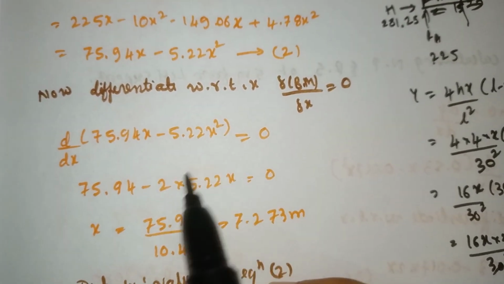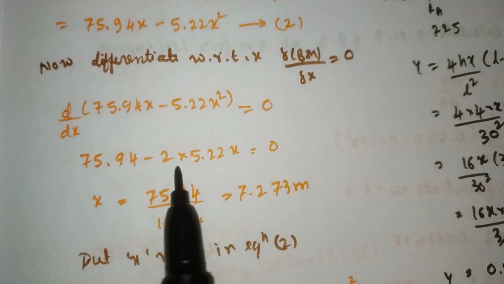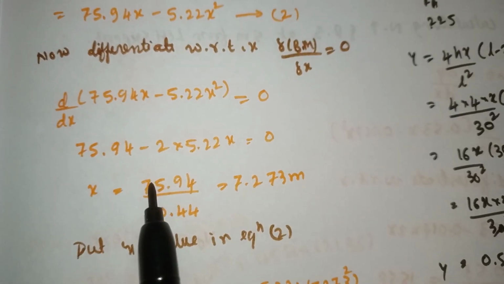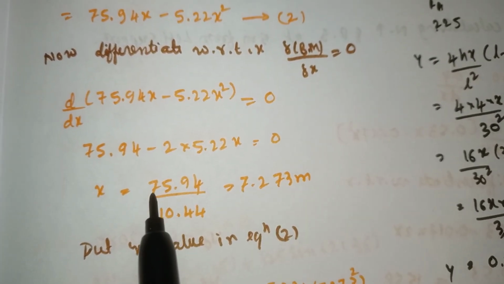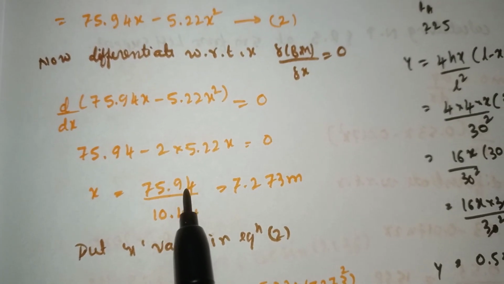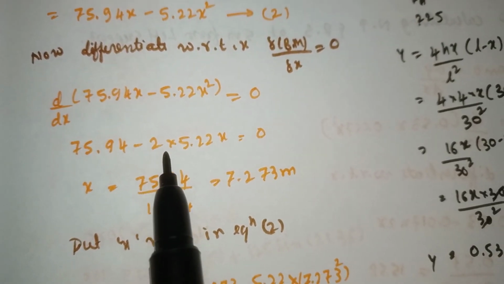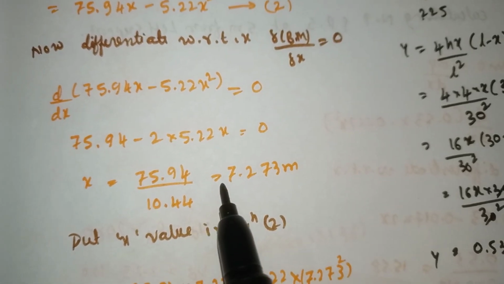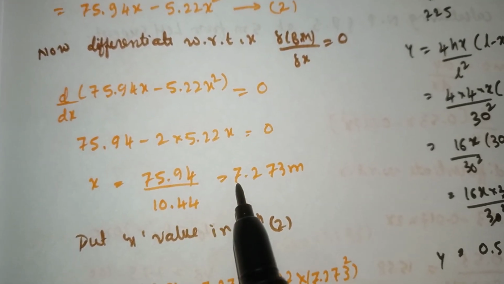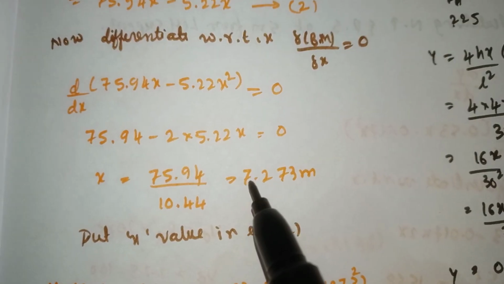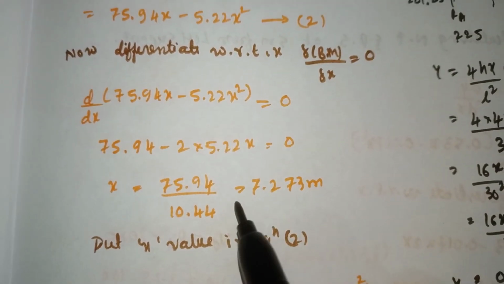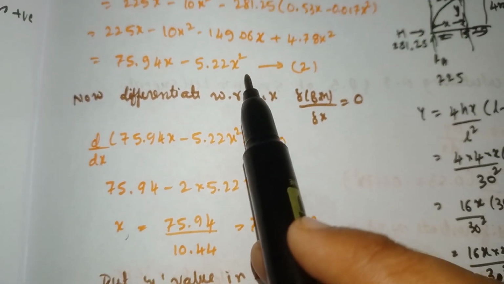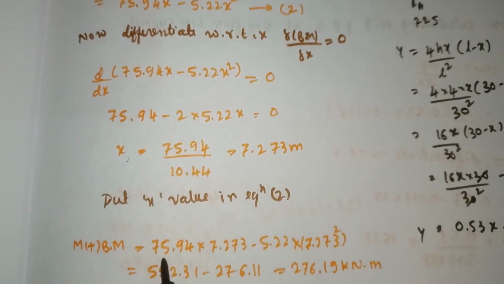Differentiation of x square is equal to 2x, so 2 into x. Now I have simplified, x is equal to, as it is, I have taken this to this side. 75.94 divided by 2 into 5.25, by multiplying, it will come out as 10.44. So by simplifying, it will come out as 7.273 meter. Now substitute this x value in equation number 2, and we will get the maximum positive bending moment.